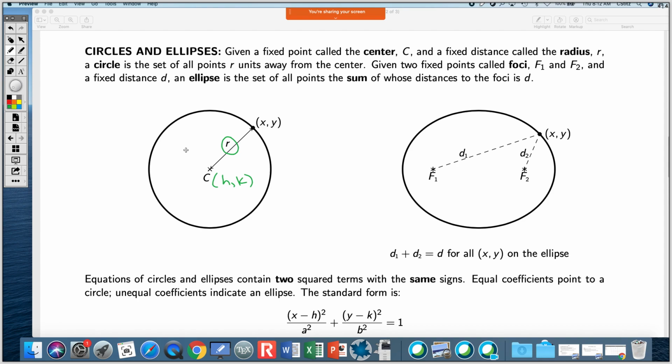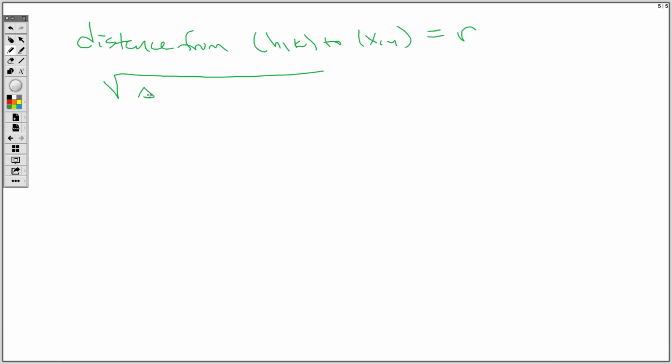But if I think about what has to be true, if I fix a center, if I know what I want my center to be, and I know what I want my radius to be, then how do I know if a point x, y is going to be on that circle? Well, what you would need is the distance from h, k to x, y to be r. And so this is exactly the distance formula. So the distance formula, square root of delta x squared plus delta y squared, has to be r.